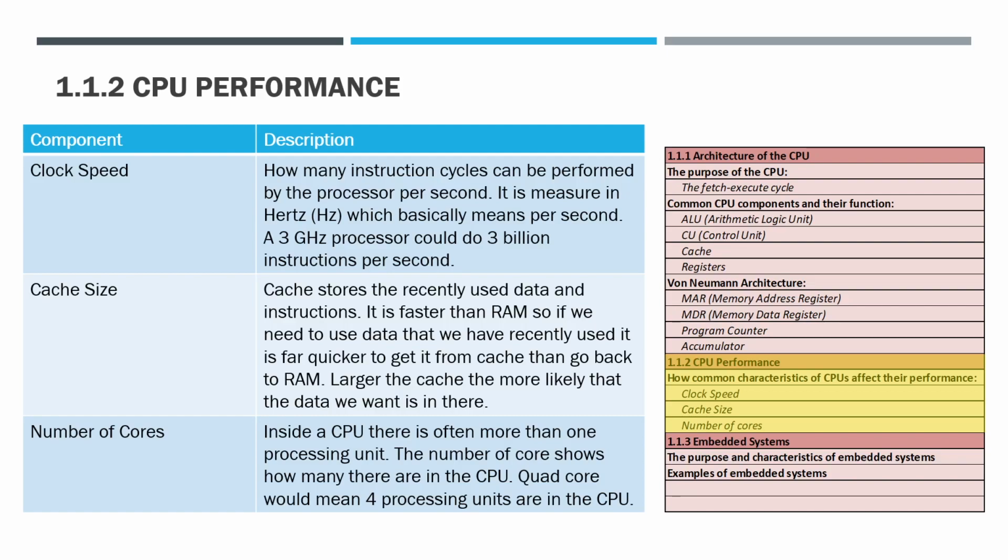So, number of cores. Inside a CPU, there is often more than one processing unit. The number of cores shows how many there are in the CPU. A quad core would mean there are 4 processing units in the CPU. So inside modern CPUs, there's more than one processing unit, more than one brain.